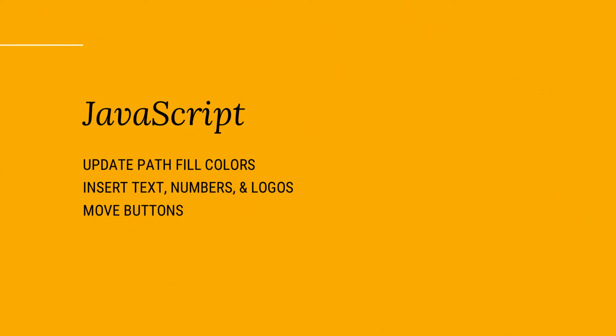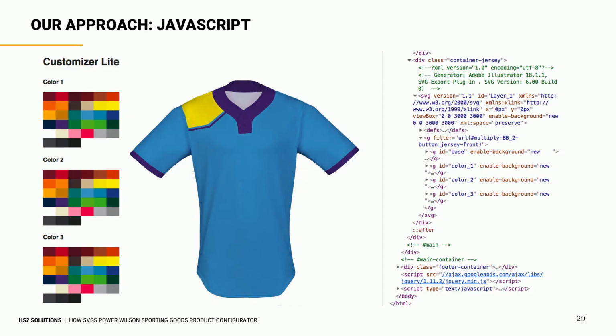So what I'm going to talk about is the JavaScript: how we update those path fill colors, how we insert text, numbers, and logo, and special cases like where we moved buttons. First off, instead of the full application, we made this thing called the Customizer Lite, just to get it in the browser. I'm a big fan of getting things in the browser fast to work through a lot of these details, so it's not just a big bang at the end.